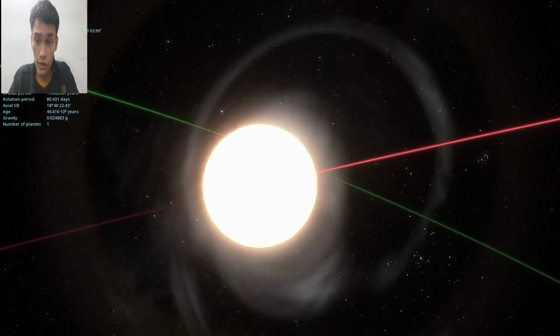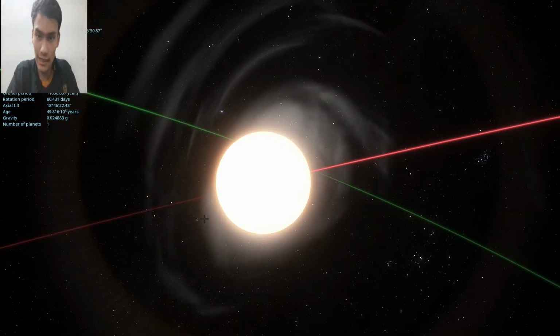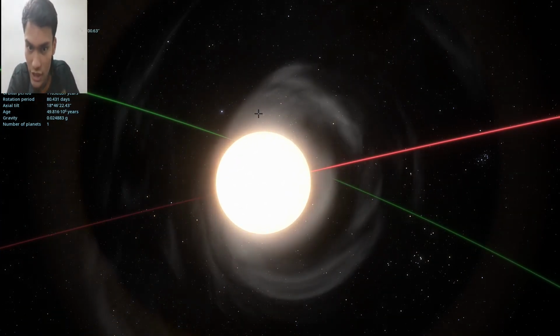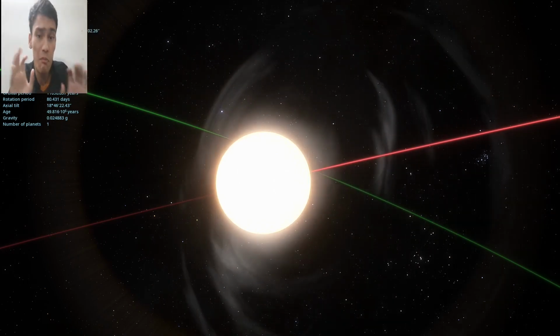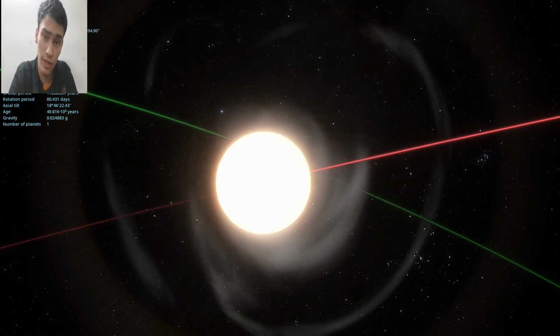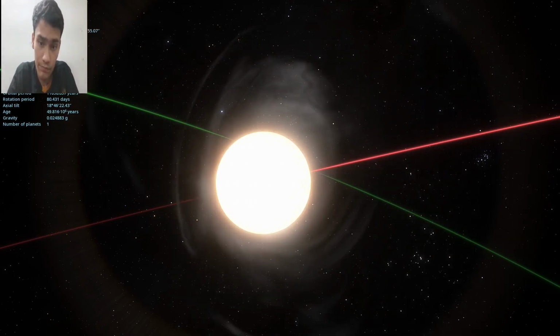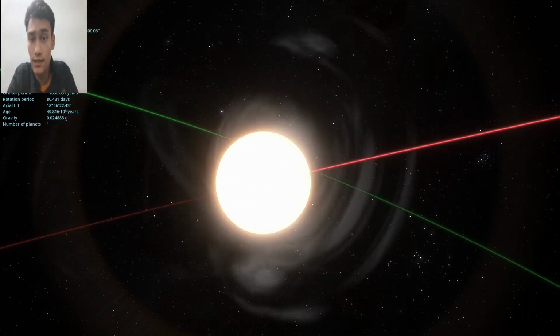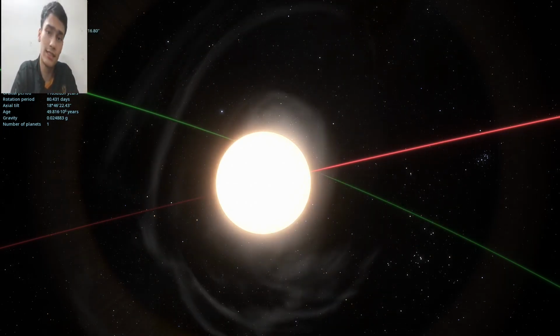Now, if we just go inside red giants, also, what you see happening over here, I've increased the time speed, and this gaseous-looking thing is actually the mass being ejected. They eject a lot of mass into outer space, and this has a connection with the next stage of the star.